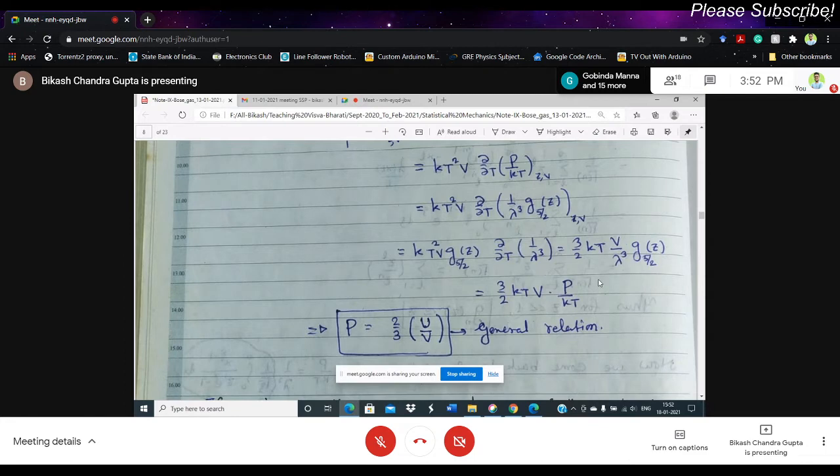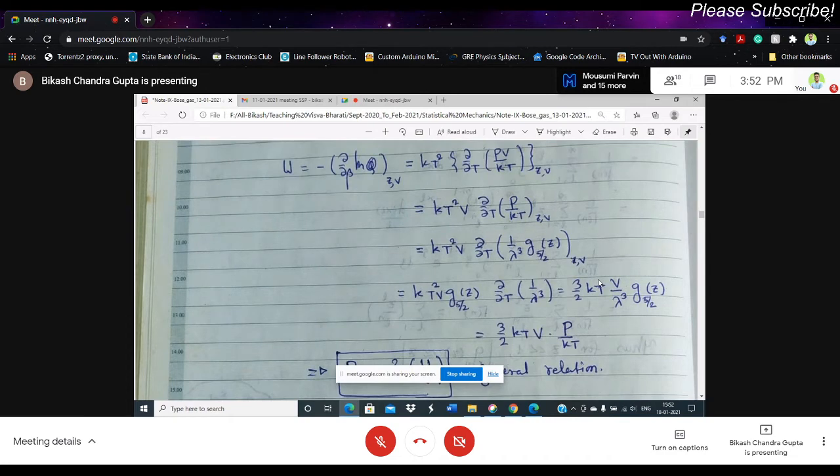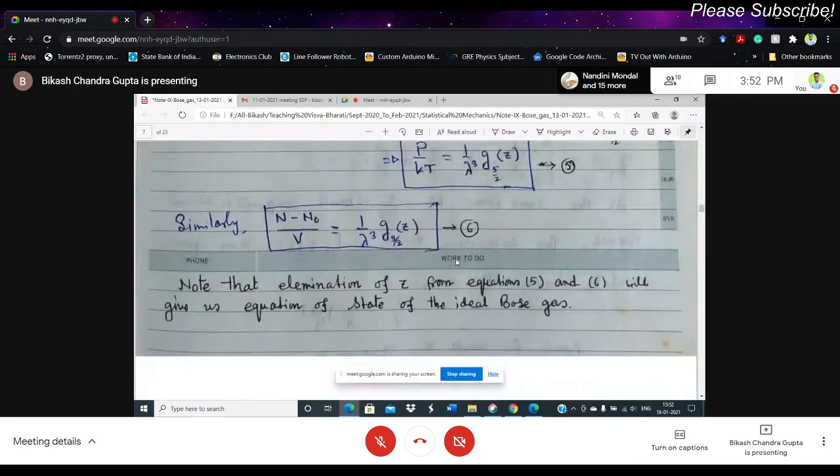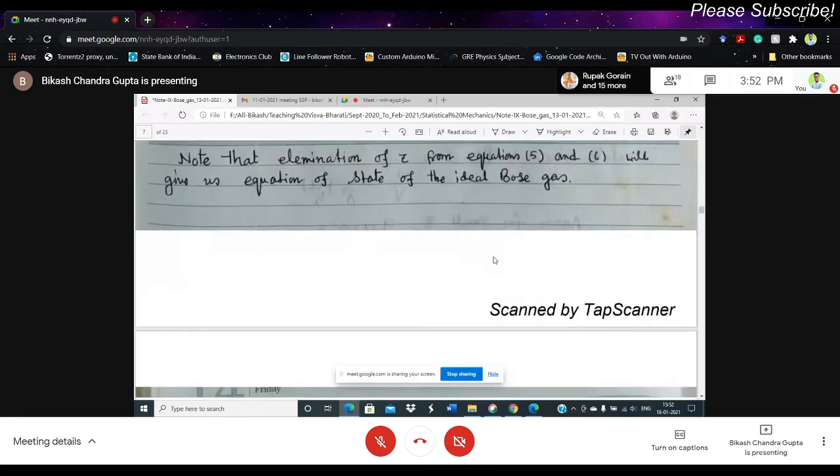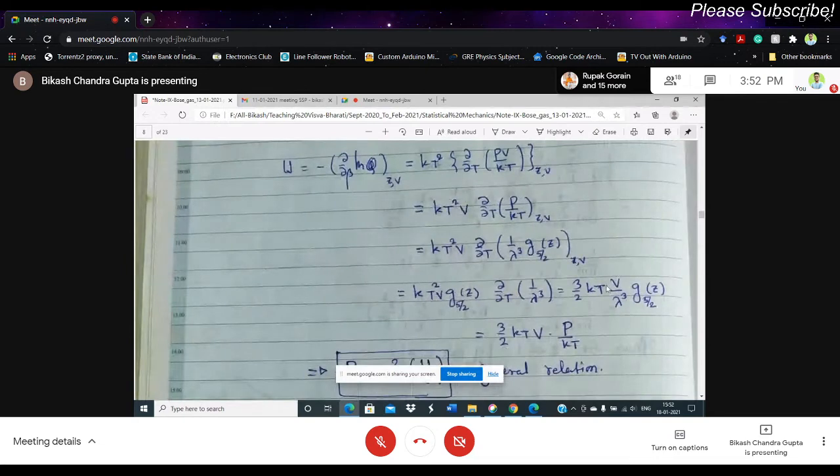And you see that, what do you obtain? What is the expression for P by kT? P by kT is this, 1 by lambda cubed g 5 by 2 of z, right? And you obtain, this reproduces some kind of stuff here, right? This is 1 by lambda cubed, this is nothing but P by kT, right? So then 3 by 2 kTV, and this part 1 by lambda cubed g 5 by 2 of z. I said this is g and this is z, okay?